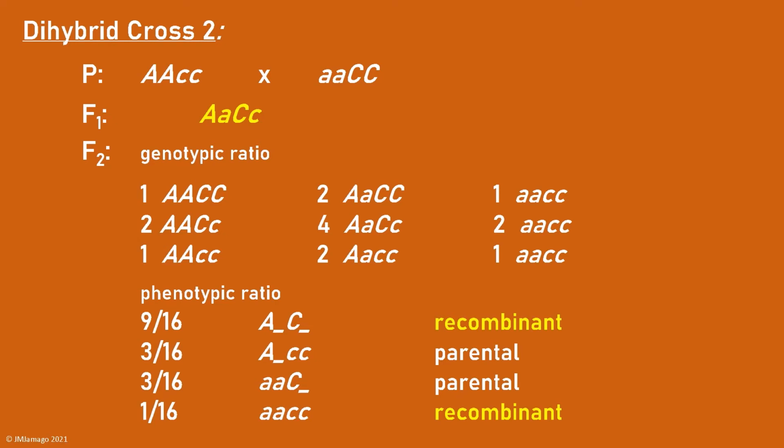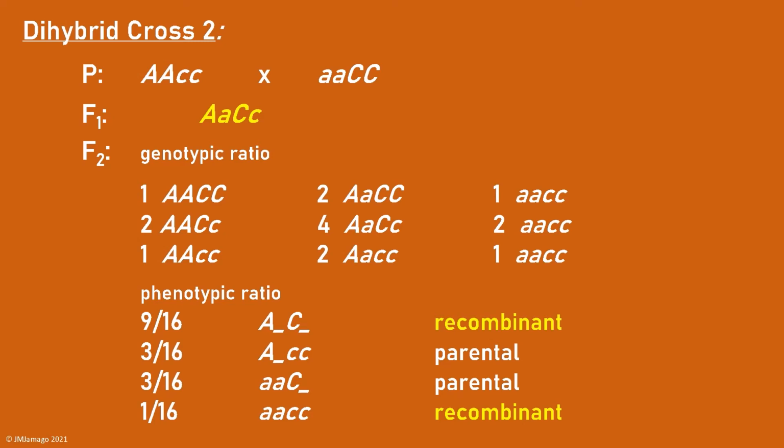Alright, so what is the 9/16? That is the phenotypic class that would show us the dominant A phenotype and the dominant C phenotype, which means that it is similar to the F1, but it's not similar to the parental genotype. So that means that it is a recombinant. And then 1/16, having the recessives A and C together, is also a recombinant because it's not the same as any of the parentals in the parental generation.